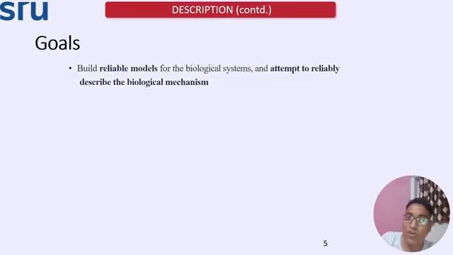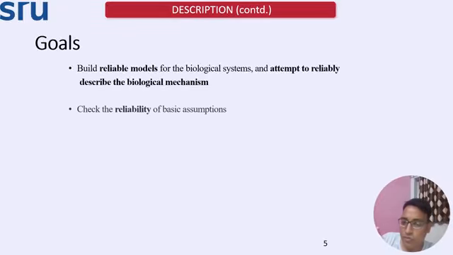But what is the ultimate goal here? The goal is to build a reliable model of the biological systems and attempt to reliably describe the biological mechanism. From whatever data set you consider, you try to build up a mathematical model, probably the best model ever built from that data set. That is the ultimate goal.